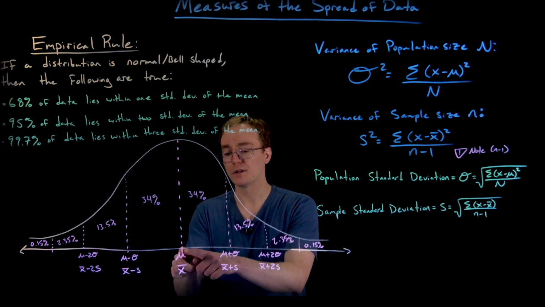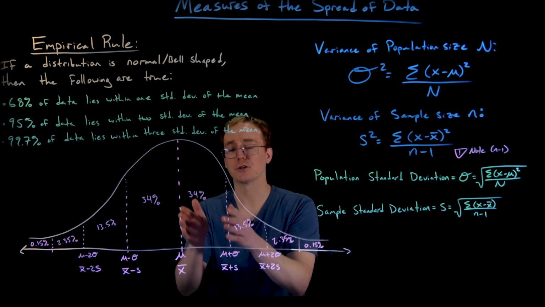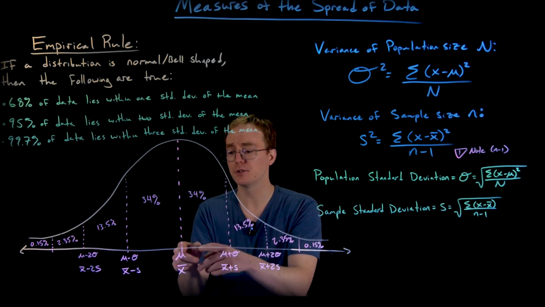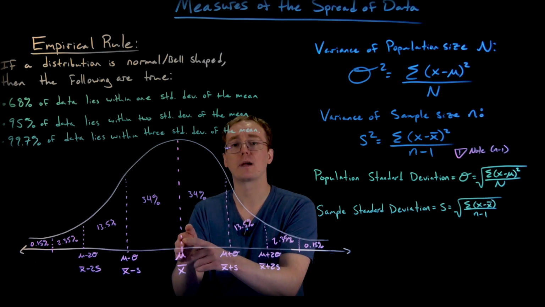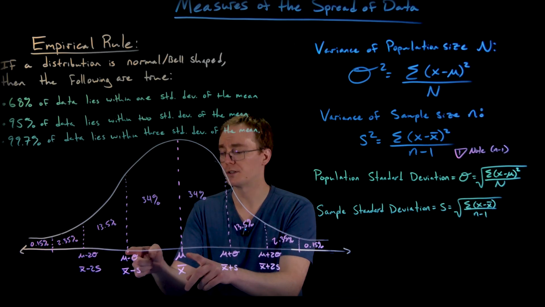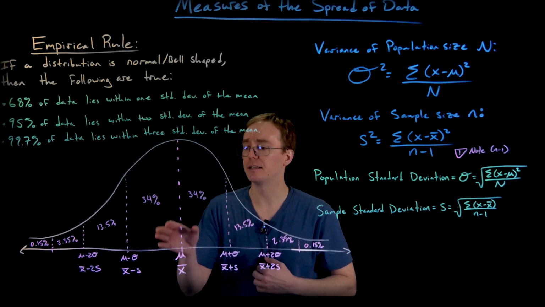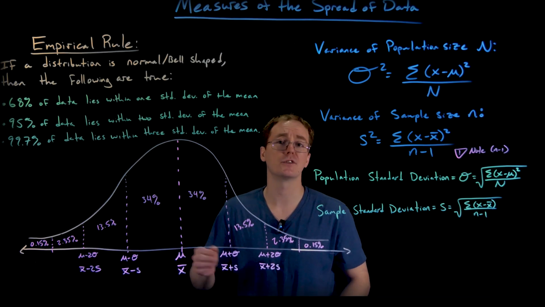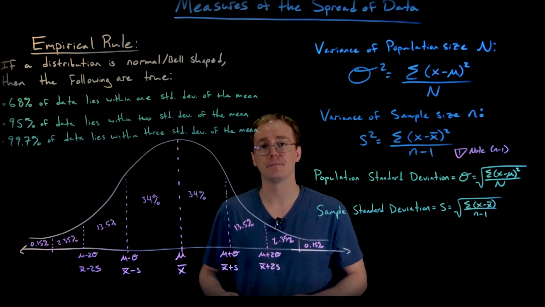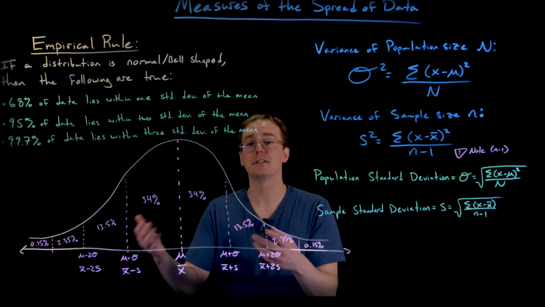So moving one standard deviation to the right from the mean or the average will capture 34% of the data values. Moving one step to the left will capture another 34% of the data values. So going one to the left and one to the right in total, we're capturing or summarizing 2 times 34 or 68% of the data. And so then if we move out 2 standard deviations, we're capturing additional data.